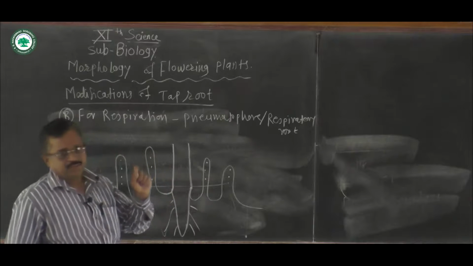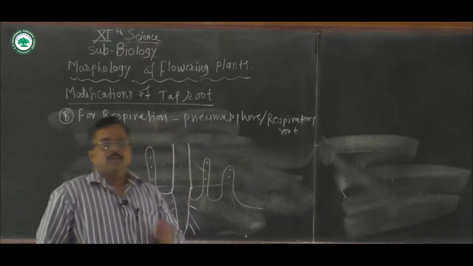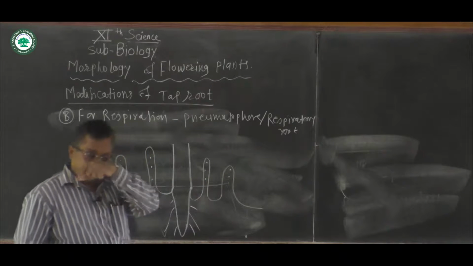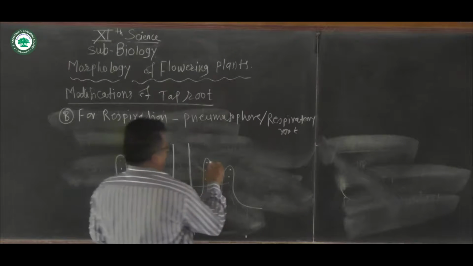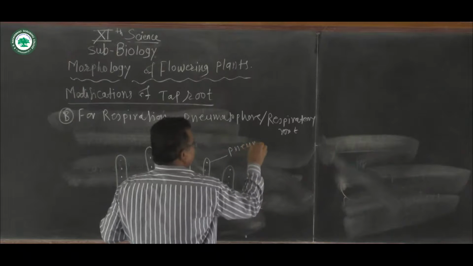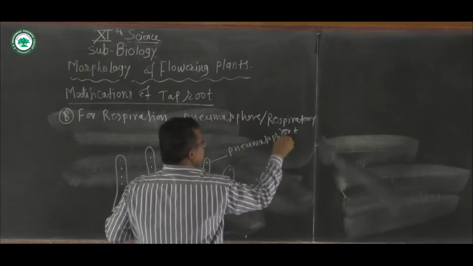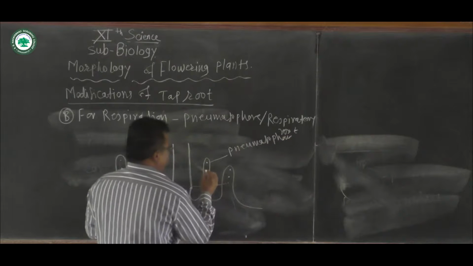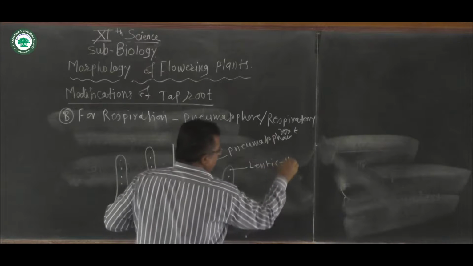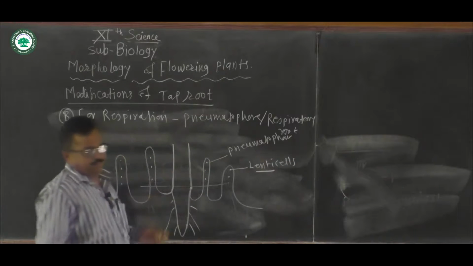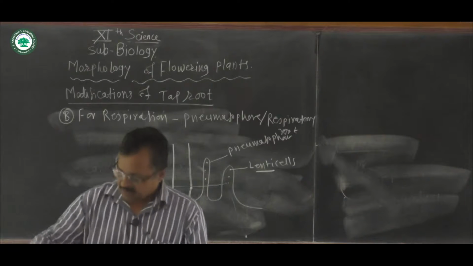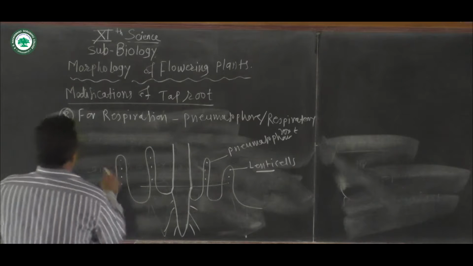the halophytes develop some negatively geotropic roots above the soil surface, called nematophores. On the surface of these nematophores, lenticels are present. An example of such plants, that is halophytes, is Rhizophora.